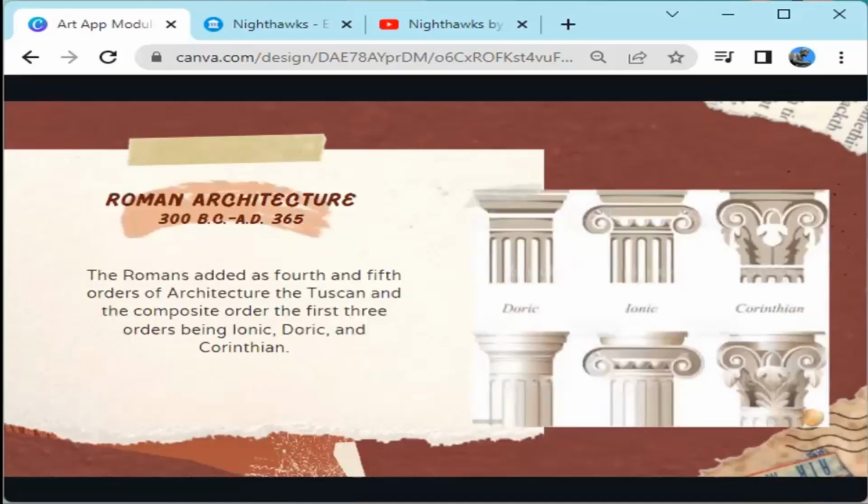Now, kung maalala mo rin, most of the columns are actually following a tradition, no? Yung Doric, Ionic, Corinthian, which the Romans also adapted. And of course, they tried to assimilate it in their own way. Okay? So yung nasa taas, yan yung sa Greeks. Tapos, yung nasa baba, yan yung sa Romans naman.